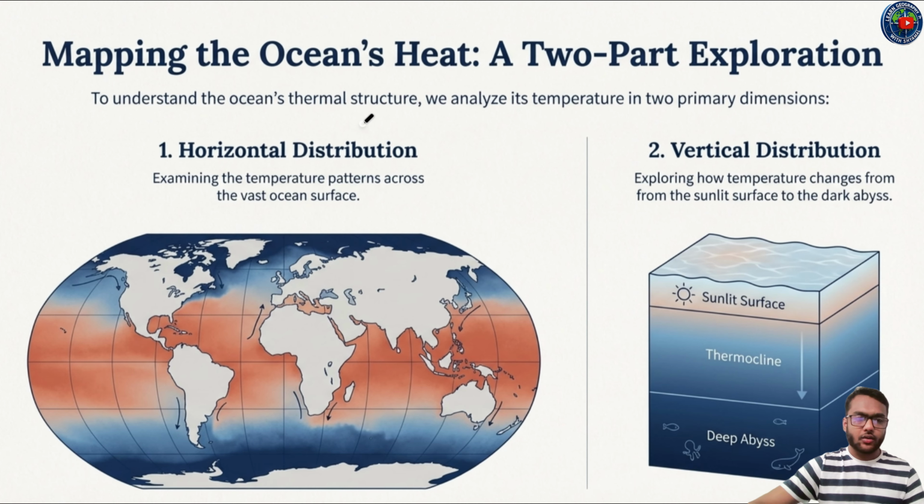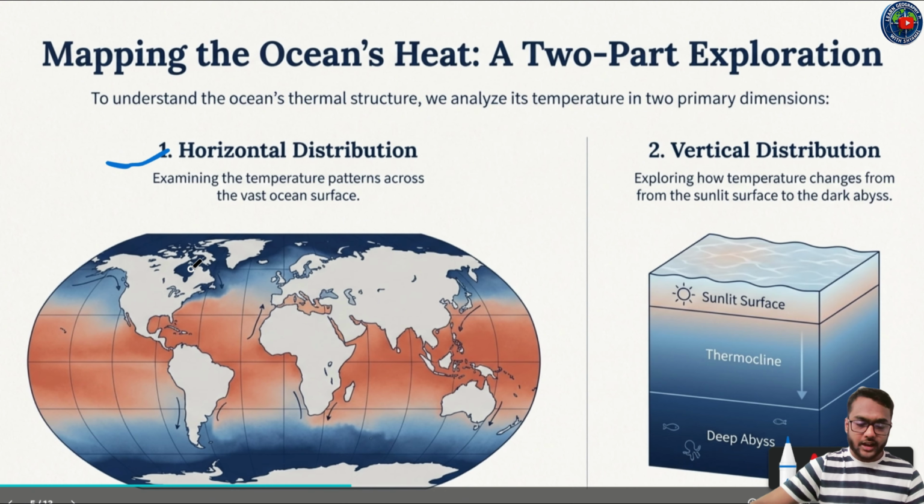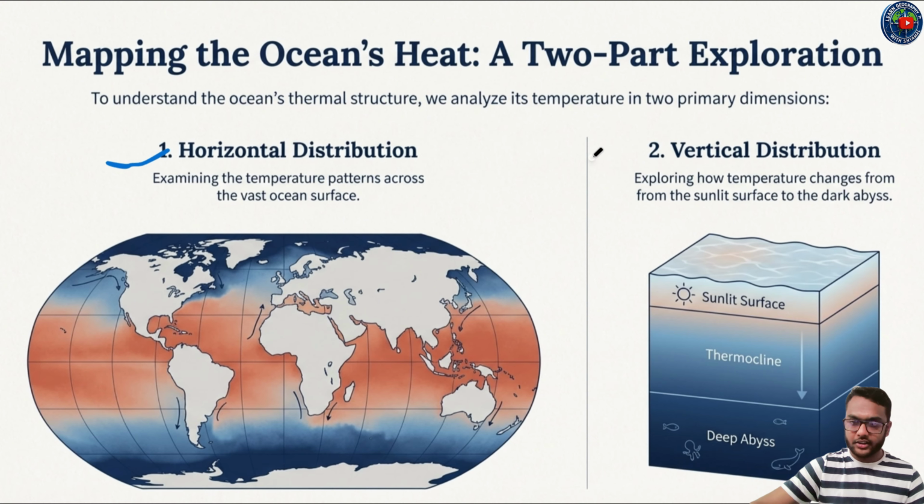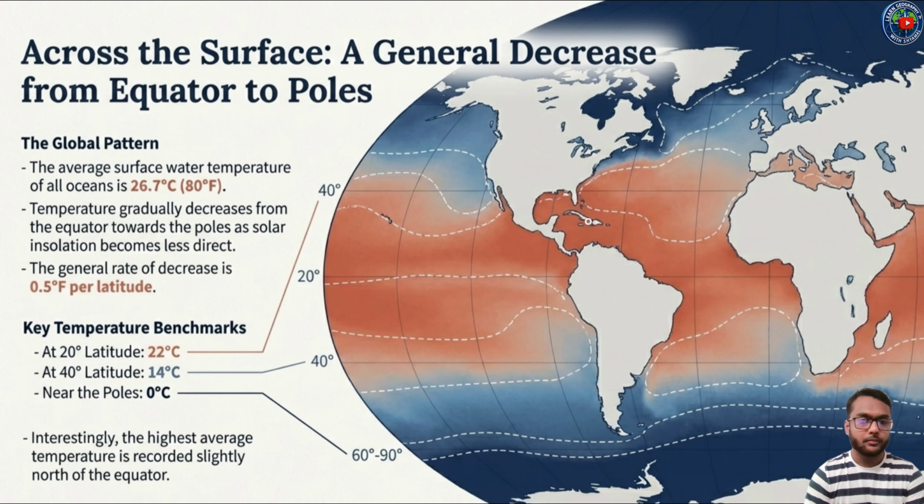To understand the ocean's thermal structure, we analyze its temperature in two primary dimensions. First, horizontal distribution, based on latitudinal extension, and vertical distribution, based on depth. Horizontal distribution examines the temperature patterns across the vast ocean surface, and vertical distribution explains how temperature changes from the sunlit surface to the dark abyss or sea floor.